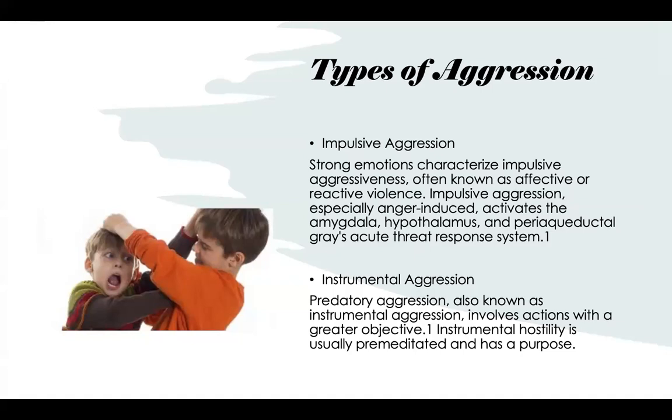Instrumental aggression. Predatory aggression, also known as instrumental aggression, involves action with a greater objective. Instrumental hostility is usually premeditated and has a purpose.